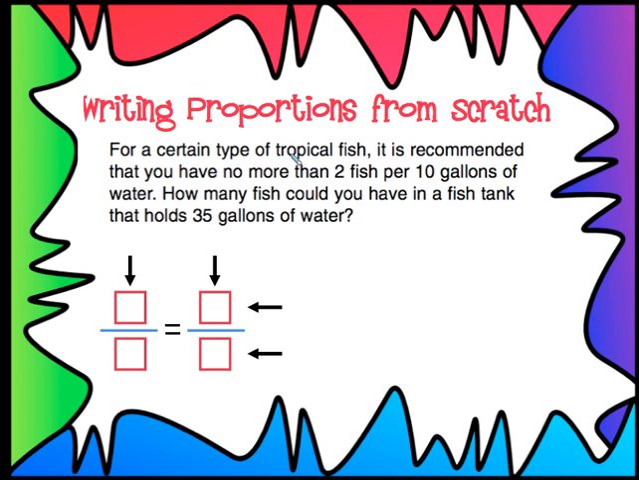So you have a certain type of tropical fish. It is recommended that you have no more than 2 fish per 10 gallons of water. How many fish could you have in a tank that holds 35 gallons of water? So you have 2 fish per 10 gallons of water. So I put fish over water. Now this 2 to 10, 2 fish per 10 gallons of water, that's the recommended ratio. So sometimes they call that the model ratio.